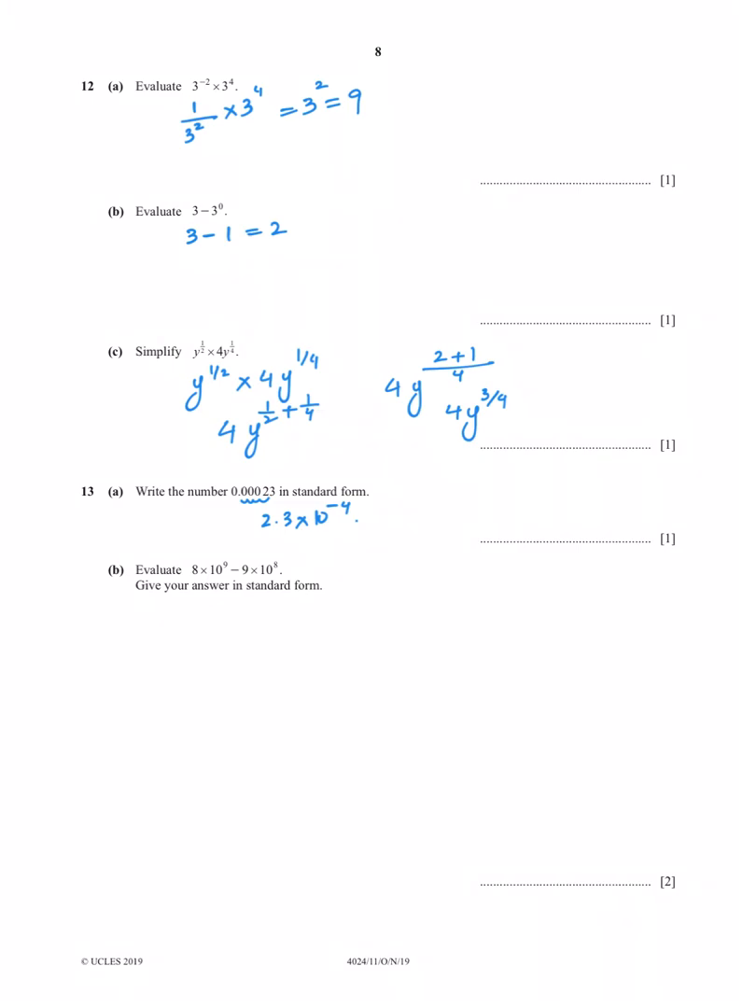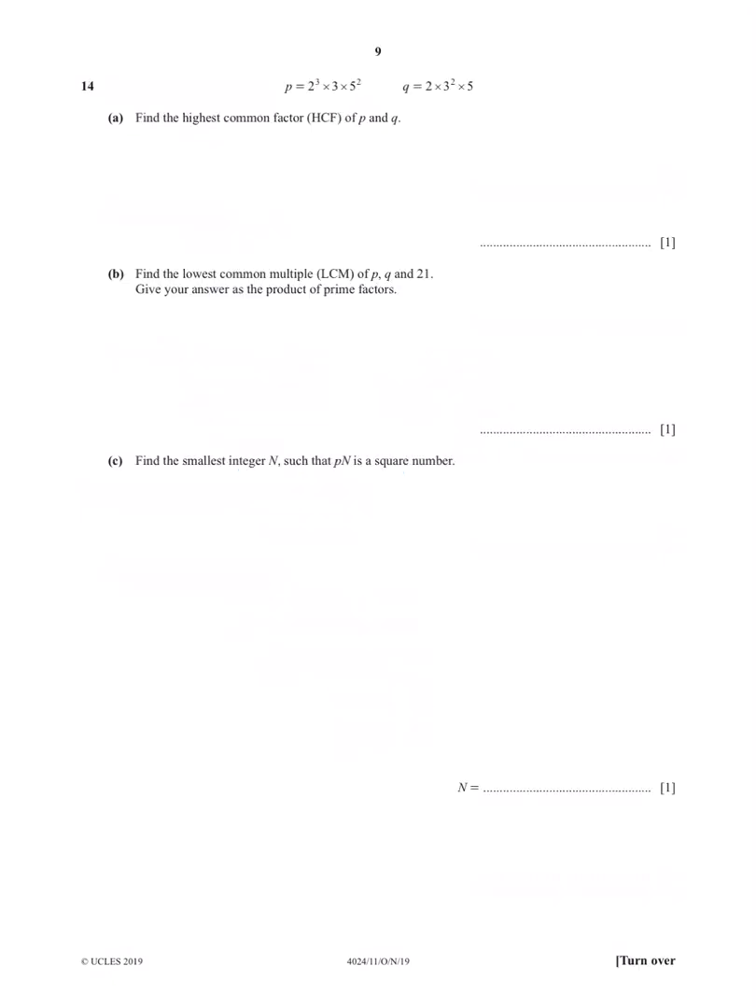Evaluate 8 into 10 power 9 minus 9 into 10 to the power 8. Firstly, I need to make these two bases same, or I can take common here. So I will take 10 to the power 8 common. It will be 8 into 10 minus 9. You can say that it's 8 into 10, 80 minus 9, that will be 71 multiplied by 10 to the power 8. Currently your decimal is after 1. You need to place your decimal after the first non-zero digit. So that will be 7.1 into 10 to the power 9. That is your answer.